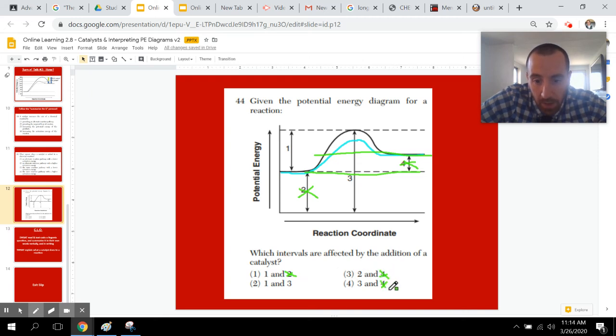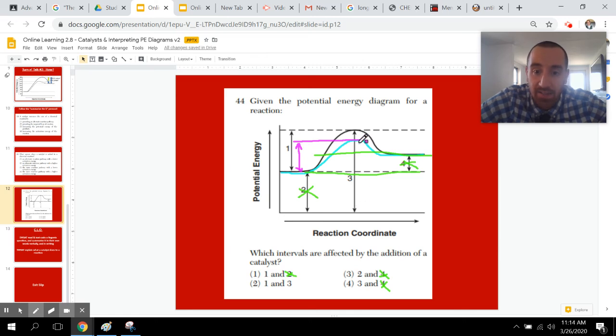And you're already down to only one answer, which is number 2, which is arrows 1 and 3. We'll do purple. Here, this is without a catalyst. And if you were to add a catalyst, arrow 1 would change now to something like this. You can see that now it's only going to go to the top of this arrow. So arrow 1 would change, and then arrow 3 would change.